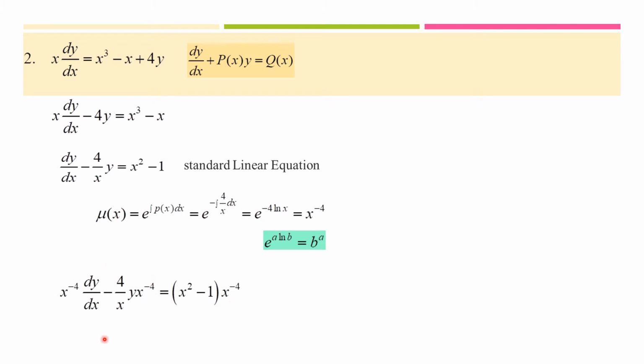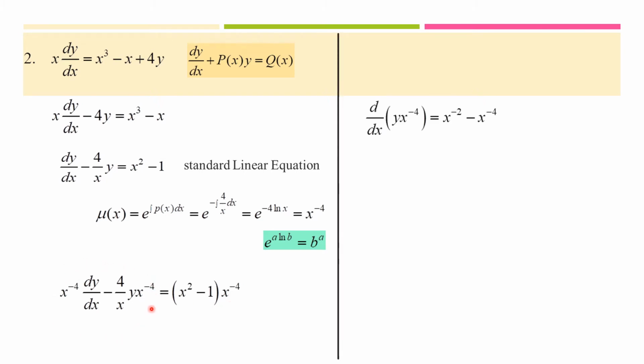Now the left side of this equation can be rewritten as d/dx of the product of the dependent variable and the integrating factor. So d/dx of y x to the negative 4. This expression here is equivalent to this expression. When you apply the product rule of differentiation, uv, you get u v prime plus v u prime. After this, we want to solve for y. We integrate the left hand side with respect to x and we integrate the right hand side with respect to x.